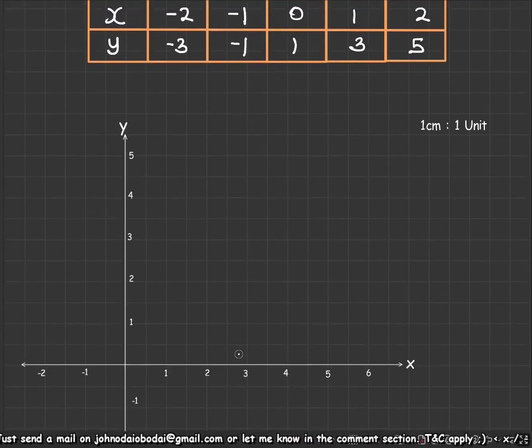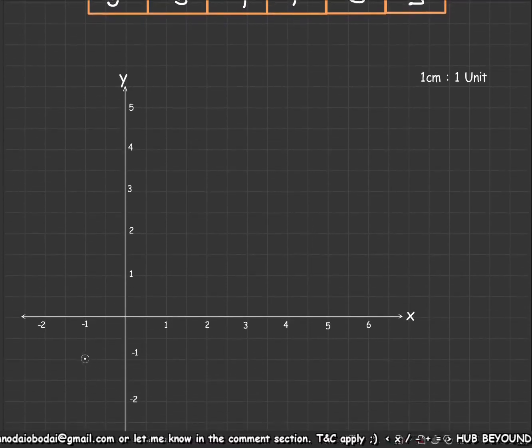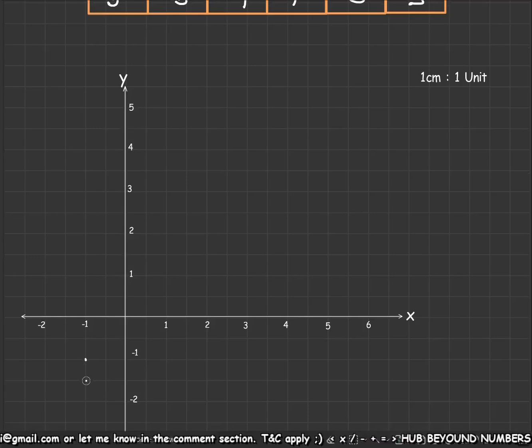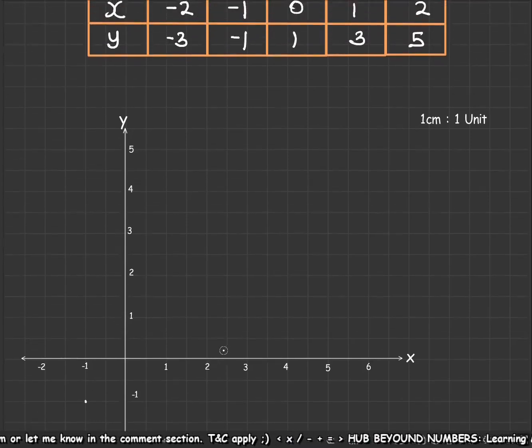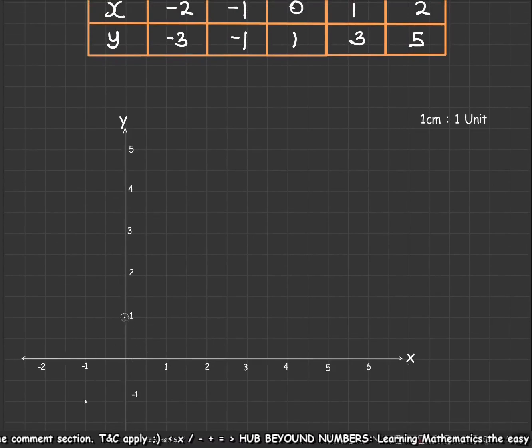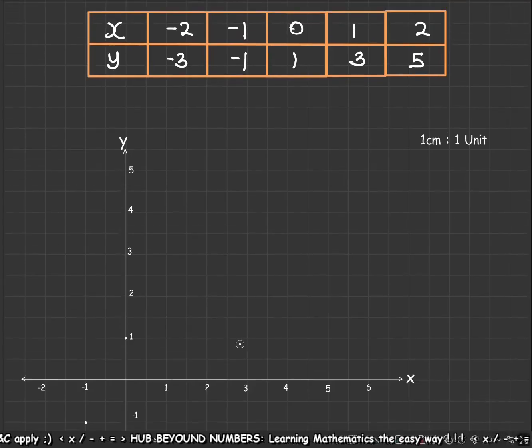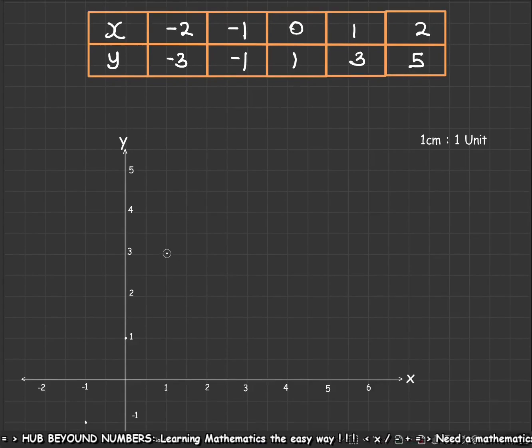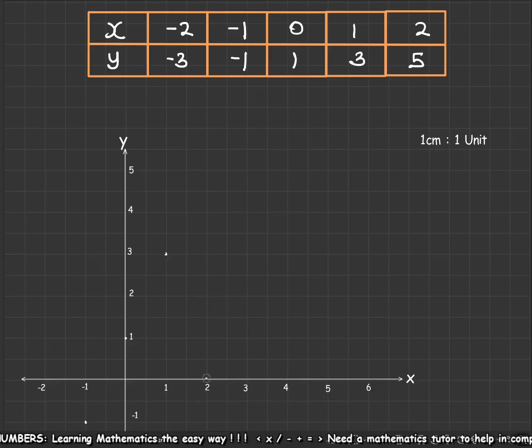The second one was -1, -1. I put that here as well. Then the next one is 0, 1. So on x, I have 0, but on y, there is a 1, so that is going to be here. You plot all the values. The next one is 1, 3. So x is 1, y is 3. That is also here. Then when x is 2, y is 5, so I locate that over here.